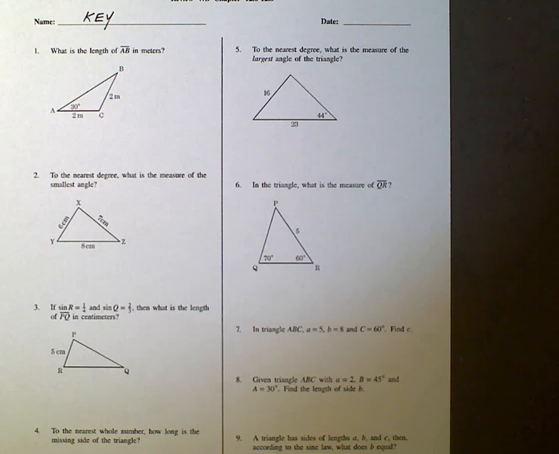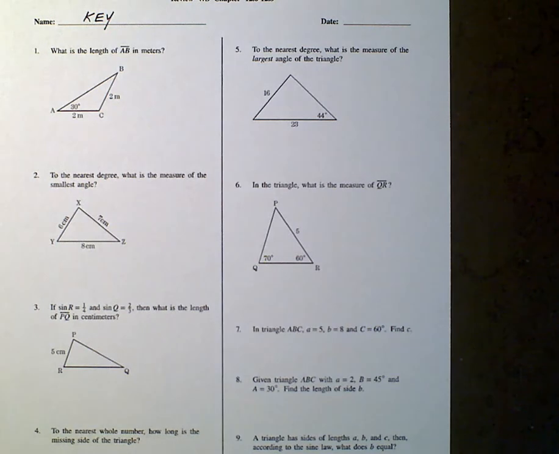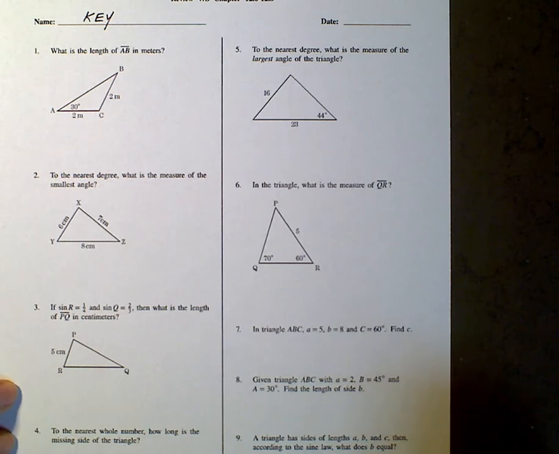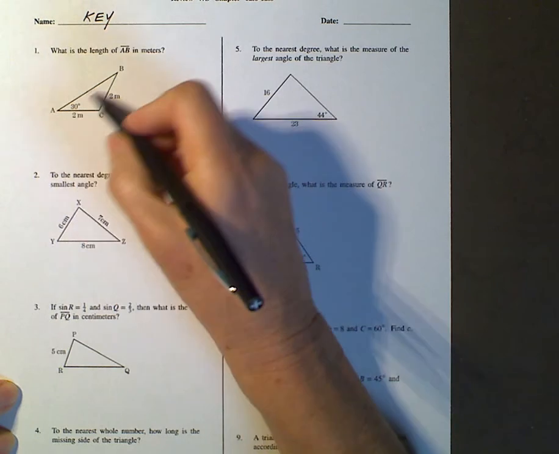This is a key to page 1 of the review worksheet for 12.6 to 12.8, which is solving triangles, generally using law of sines and law of cosines. So number 1, we're supposed to find the length of side AB, which is opposite angle C, so I'll just call that side c.